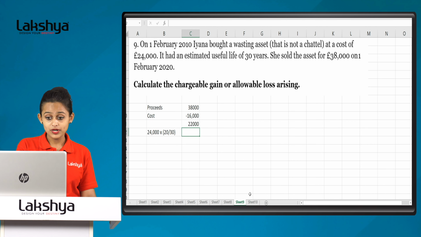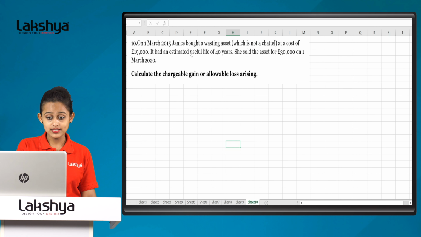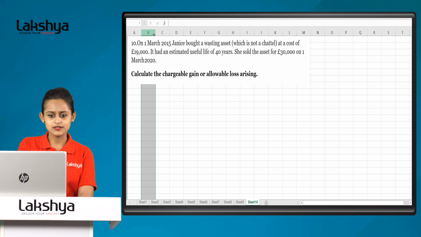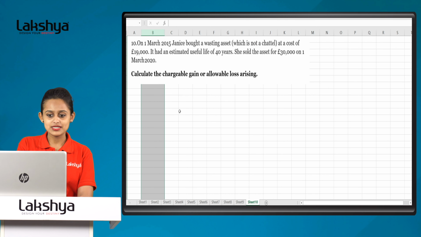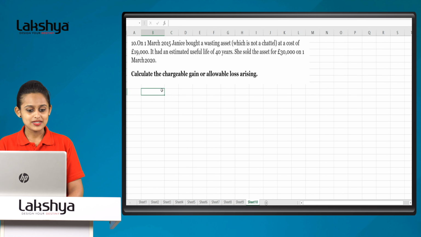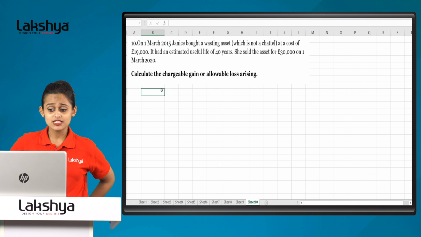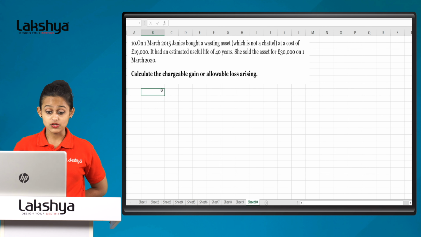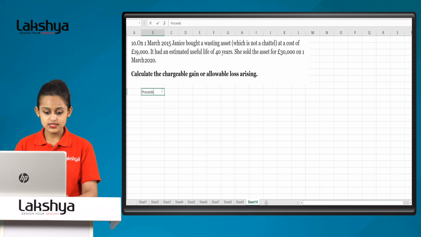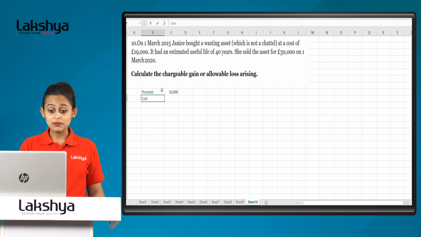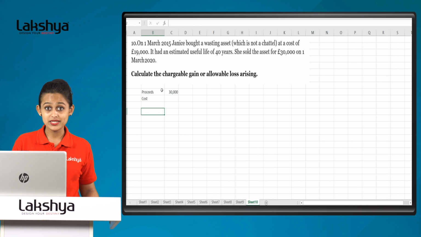We'll do one more question to finalize, to get a good idea. Here also Janice bought a wasting asset at a cost of 19,000. It had an estimated useful life of 40 years. She sold the asset for 30,000 on 1st March 2020. So what are the proceeds? Proceeds are 30,000. What is the cost? Cost multiplied by remaining useful life by estimated useful life.